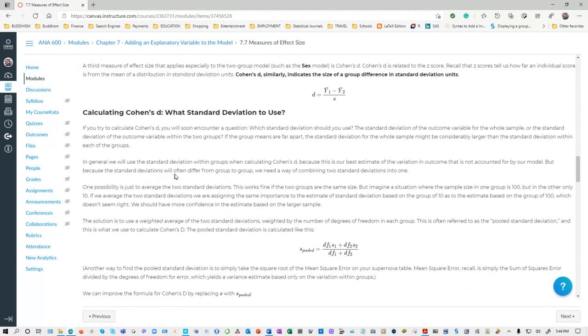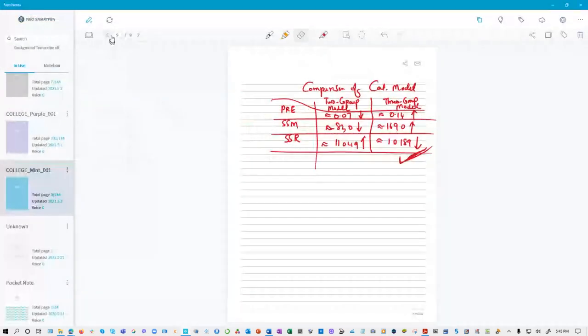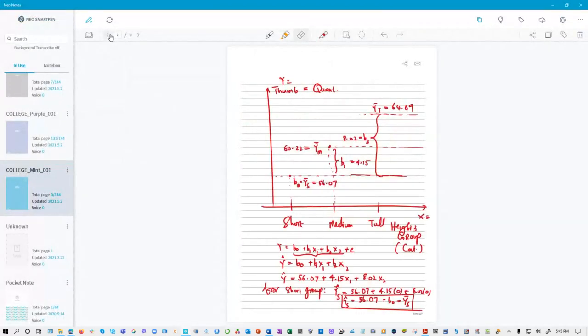But because the standard deviation will often differ from group to group, we need a way to combine these two deviations. Normally, we're going to utilize these as the best estimate to get the pooled one. So if you go ahead and calculate this pooled one, it is the same as the root mean squared error, root MSE. Now, this is what I'm talking about. Follow very carefully.